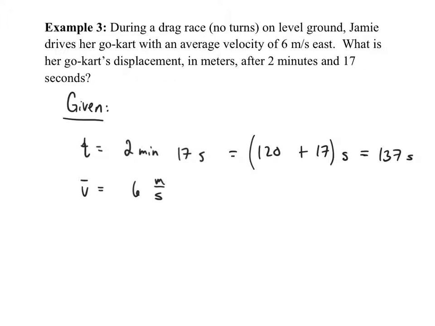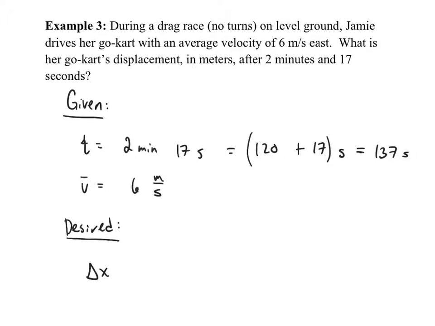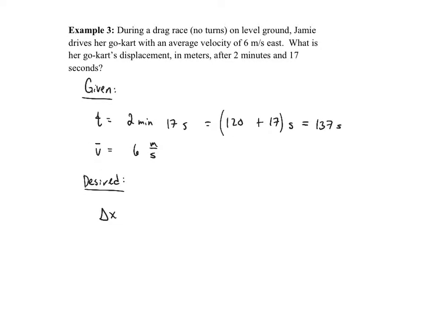Okay? Now, at this point, we can go ahead and start our formula. Well, let's look at what's desired. I call this the desired variable, or the variable that you're seeking. Whatever you want to call it, you can call it. But the desired variable is the go-kart's displacement. What variable is that? More specifically, not just x? Delta x. Because x would be the position at a given moment.